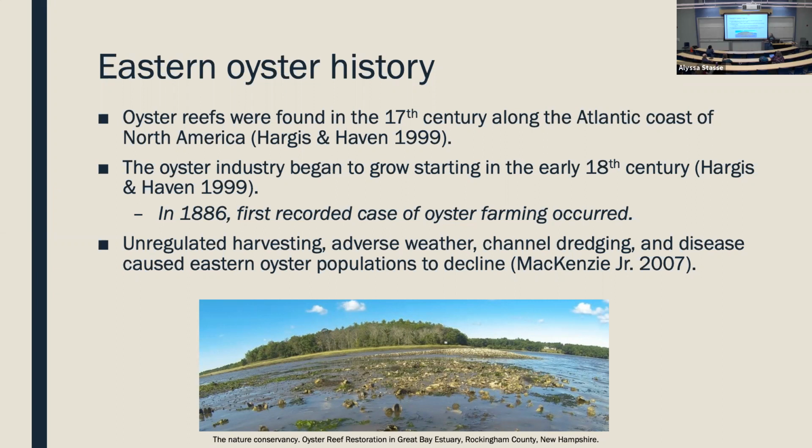In 1886, the first recorded case of oyster farming occurred, and that is where oyster seed, which is the larvae and spat, were purposefully planted for growth. So this is where the farmers started to actually try to produce oysters. However, this kept happening, and because of this and unregulated harvesting, the population started to decline. There was no regulation set, and so they just kept taking oysters and kept shipping them off. Other things that contributed to that were adverse weather, channel dredging, and disease.